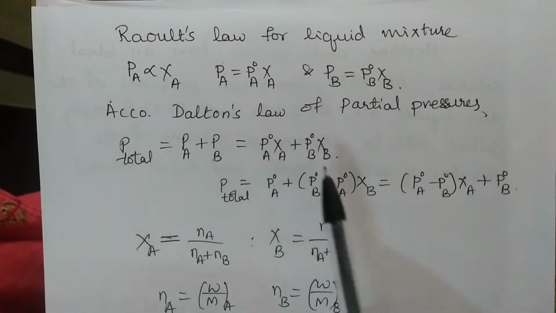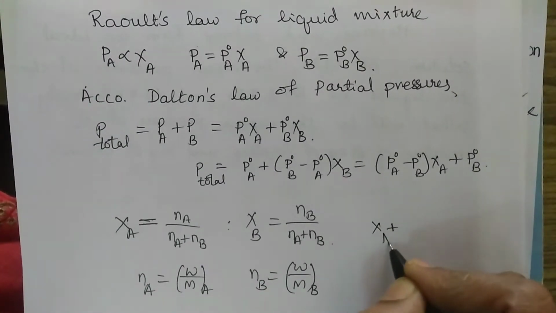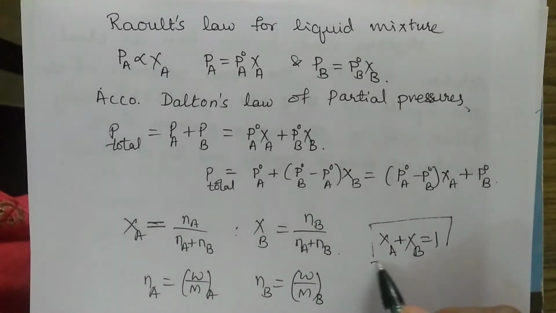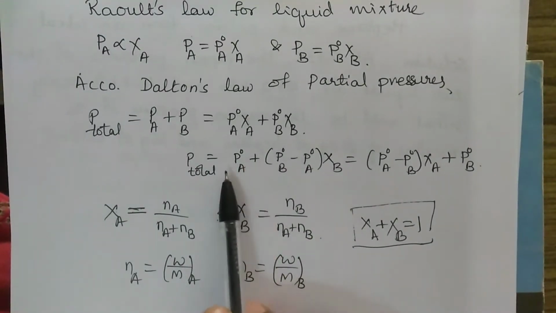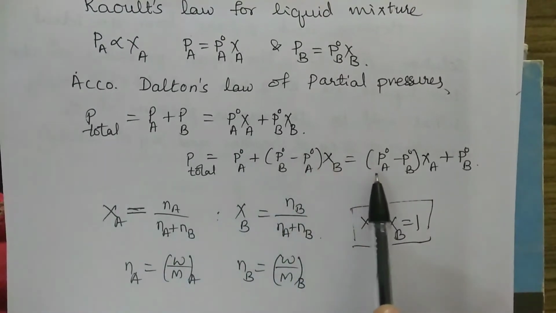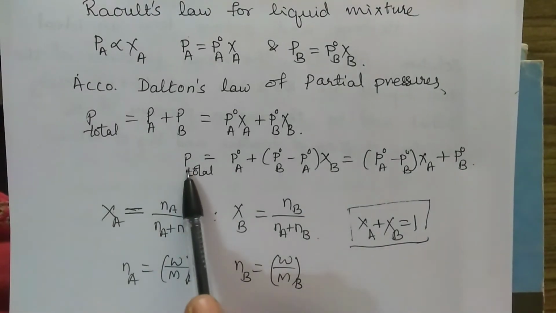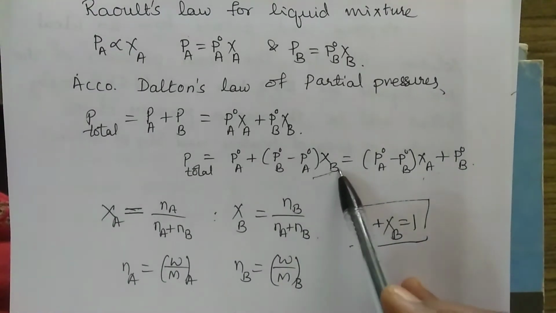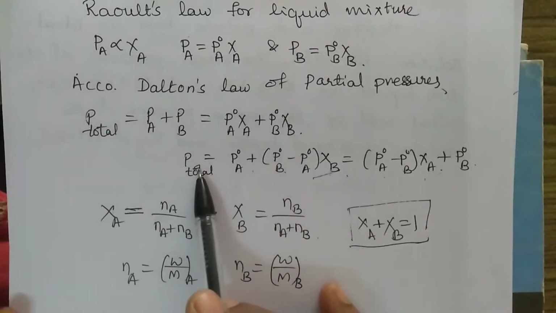The sum of the mole fractions of the two components, XA plus XB, is equal to 1. So we can substitute and rearrange to get P naught A plus (P naught B minus P naught A) into XB is equal to P total, or (P naught A minus P naught B) into XA plus P naught B is also equal to P total. That is, if we know the mole fraction of any one of the components, and the vapor pressures in their pure form, we can calculate the total pressure.